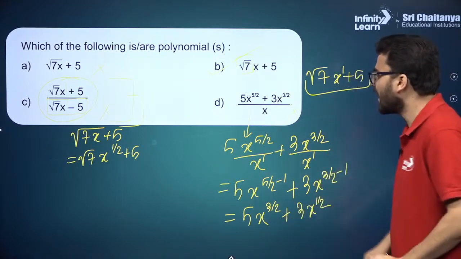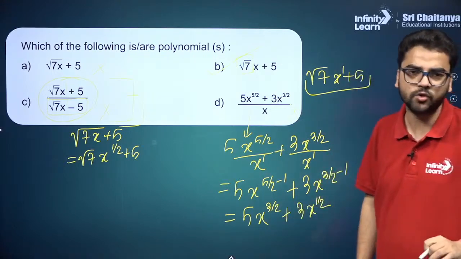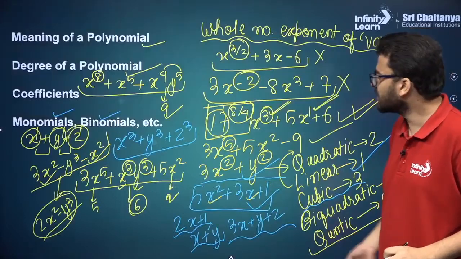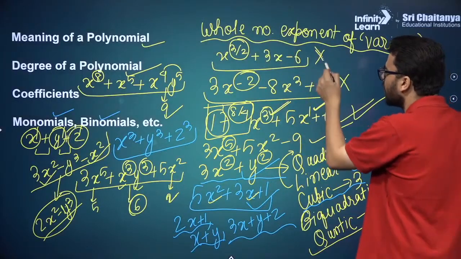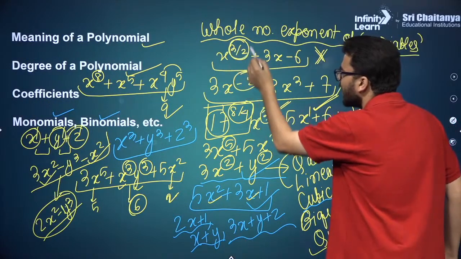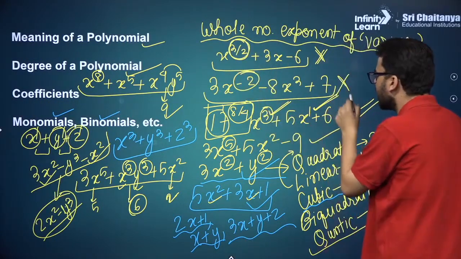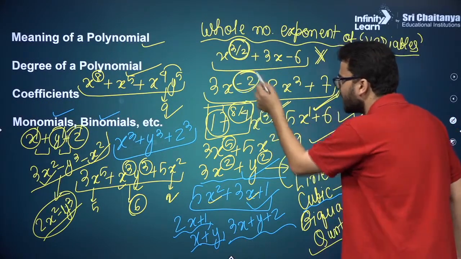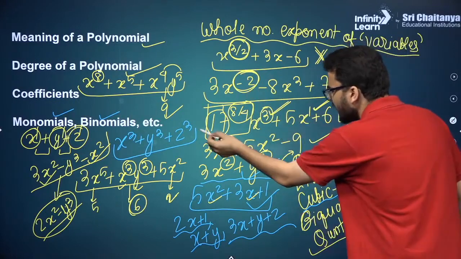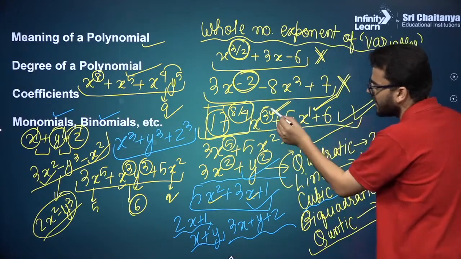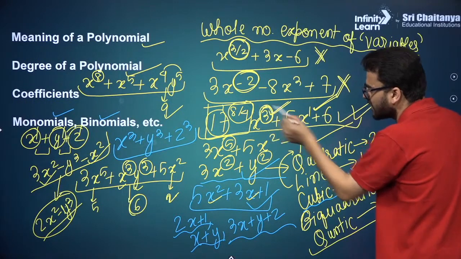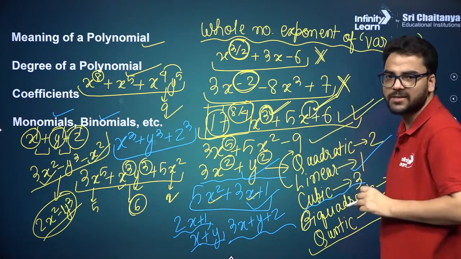See, whole number exponent of the variable must be there, Sujay. I think you have joined the class late. For example, this is not a polynomial because it is having fractional exponent of the variable. This is not a polynomial because it is having negative exponent of the variable. This is a polynomial because the exponent of the variable is a whole number.